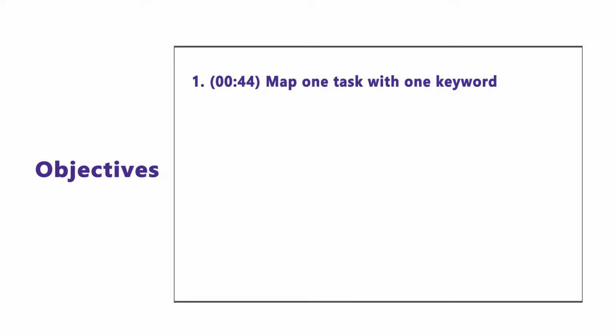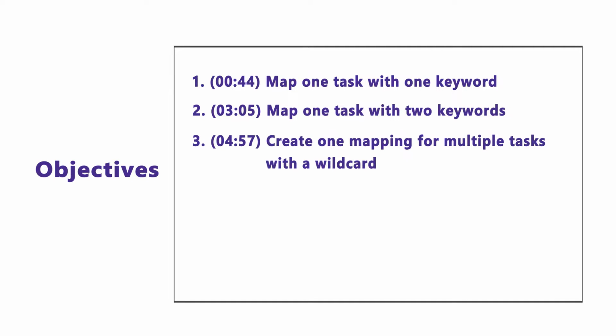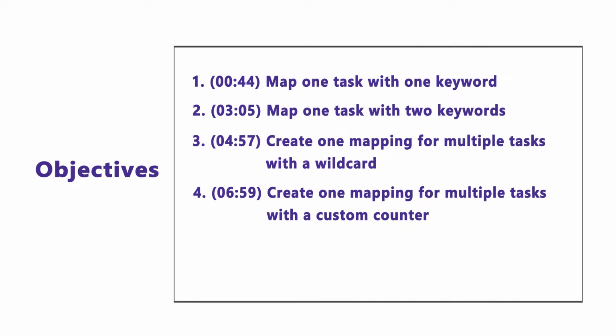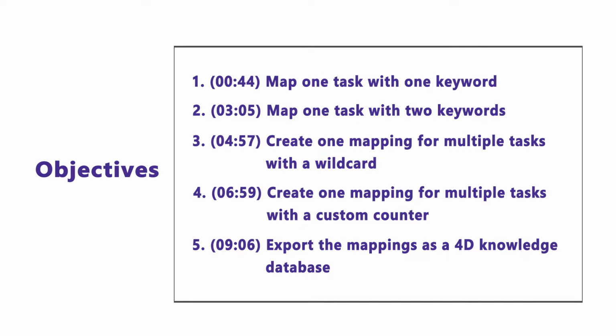The first objective is to map one task with one keyword. The second is to map one task with 2 keywords. The third is to create one mapping for multiple tasks with a wildcard, the countable $ sign. And the fourth is to create one mapping for multiple tasks with a custom counter. The fifth objective is to export the mappings as a Fuzor knowledge database.